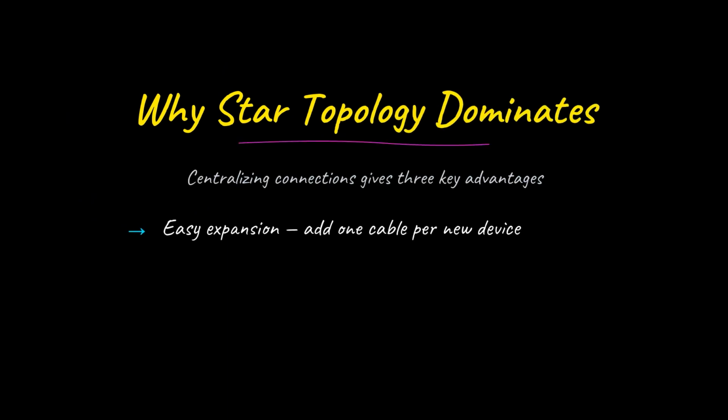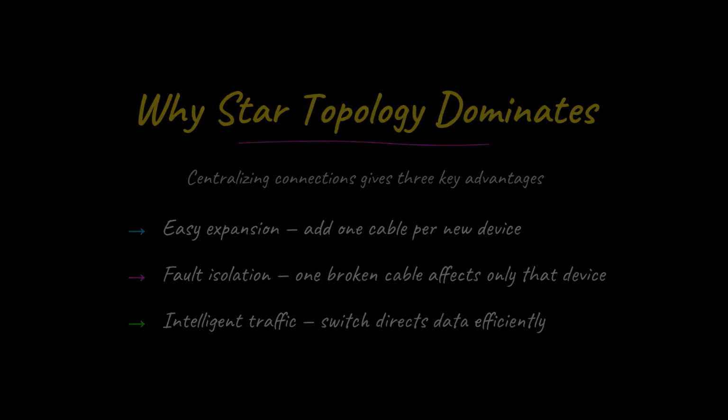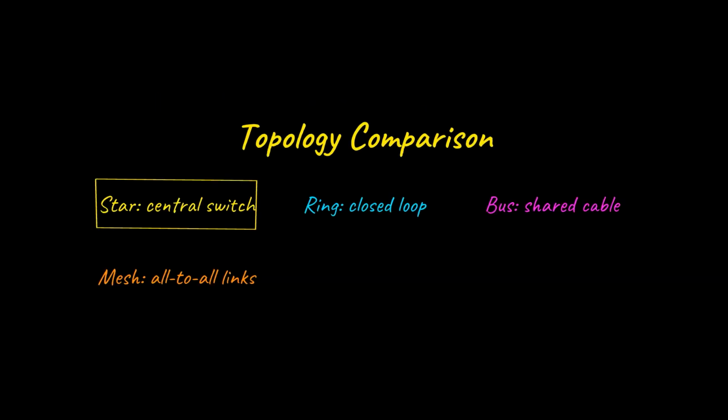its destination. The star layout became dominant in offices and homes for three reasons: easy expansion, fault isolation, and intelligent traffic management. Adding a device means running just one cable to the switch, and a broken cable takes down only that one device. It helps to contrast the star against other topologies.